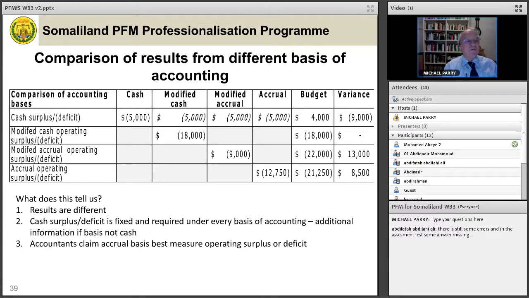But if you apply full accrual accounting rather than modified accrual accounting, you find that you've got a budget deficit of $12,750 as against $21,250. Still better than you expected, but only better by $8,500. So 4 different bases of accounting, and when we compare them to the budget, each gives us quite a different conclusion.